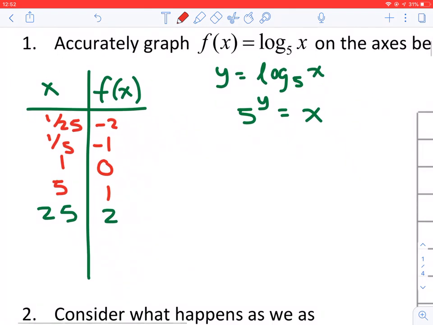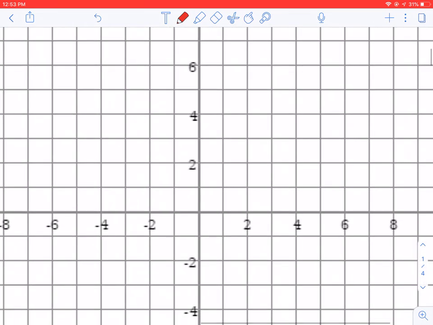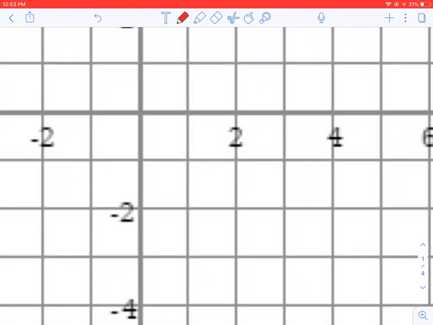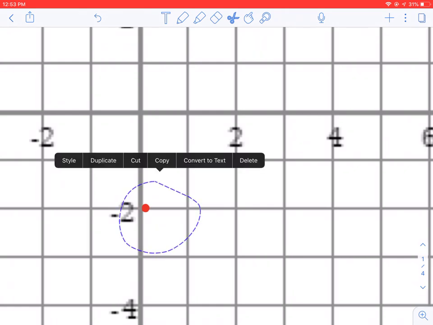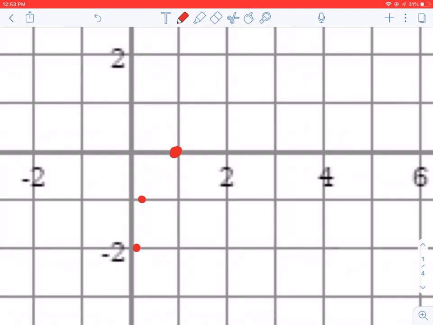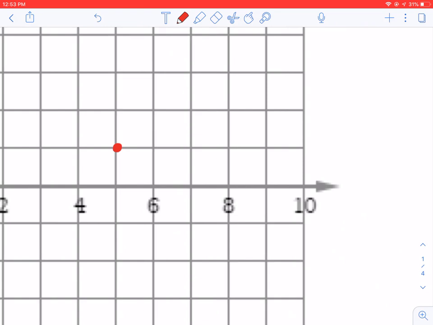All right, so I'm going to plot these values and let's see what that looks like. 1/25th, comma, negative 2. That is not accurate. It should be a lot closer, but I can't get it close enough. Next, we'll have a fifth, comma, negative 1; 1, comma, 0; 5, comma, 1; and then 25, comma, 2. So that's going to be way out there.